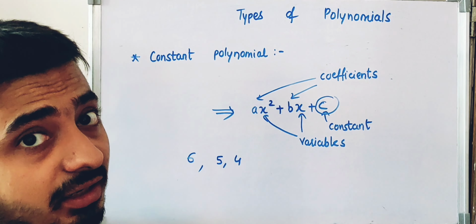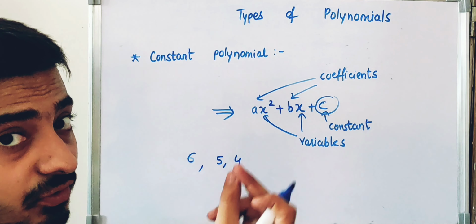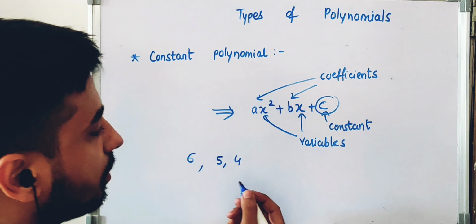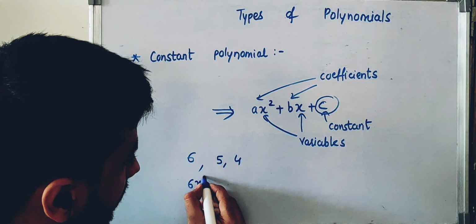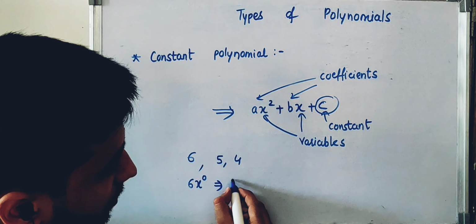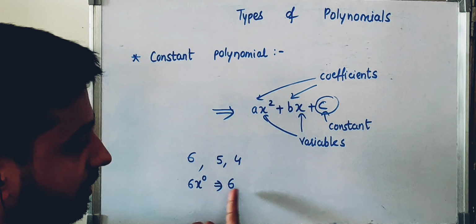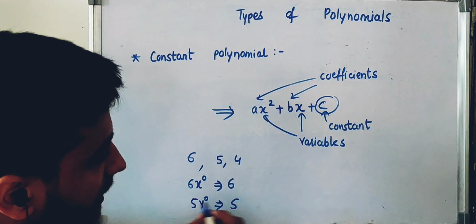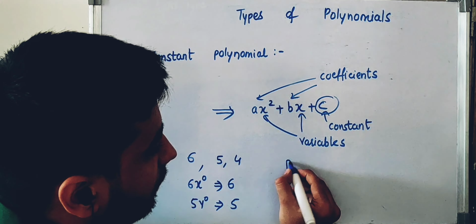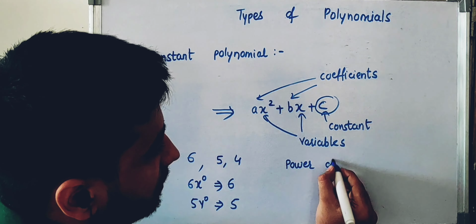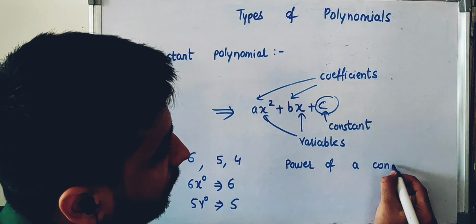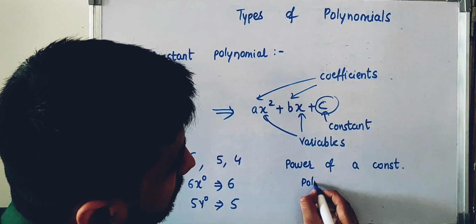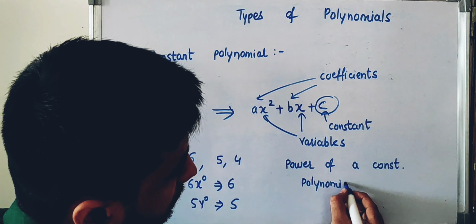And what is the degree? This is the main concept. Focus, everybody. What is the degree of a constant polynomial? See, 6 into x to the power 0. X to the power 0 is nothing but 1. Similarly, 5y to the power 0 is nothing but 5 only. So what is the power? The power of a constant polynomial is 0.